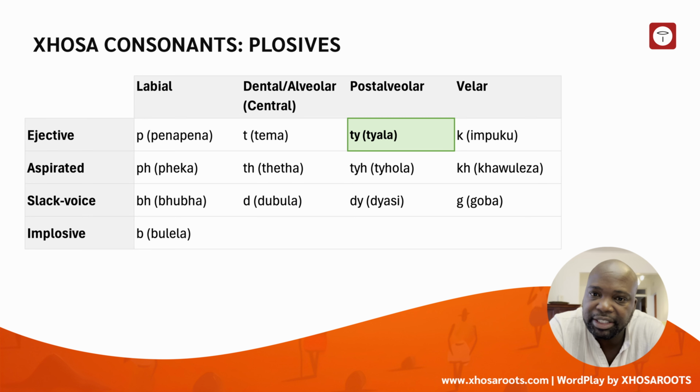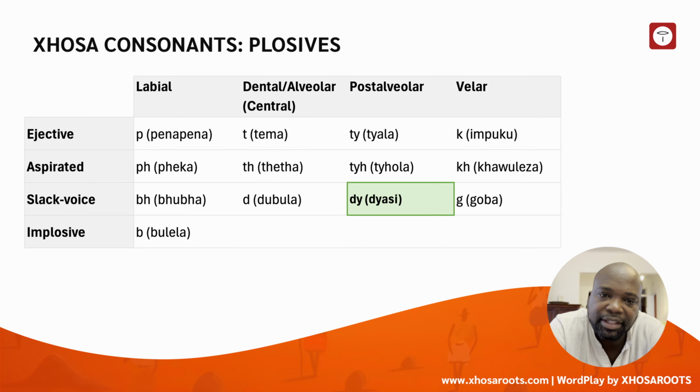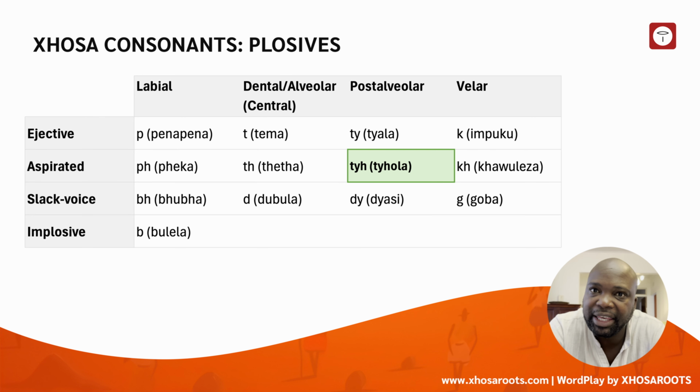Again, we have the ejective, kya, the aspirated, kya, the slack voice, gya. So examples of these: for kya, kyala, which is to plant. Kyala, plant, it's an instructive verb. And the aspirated version, kyola, it's to accuse, kyola, accuse.